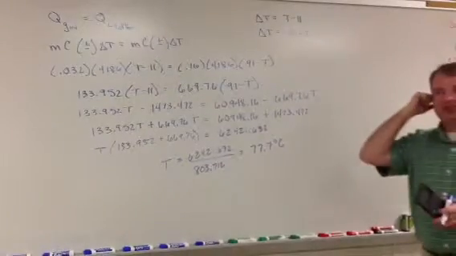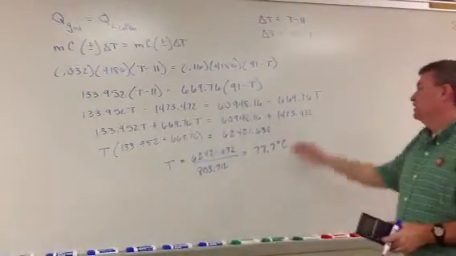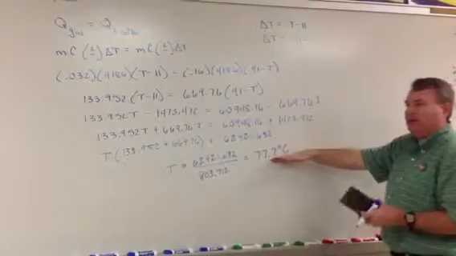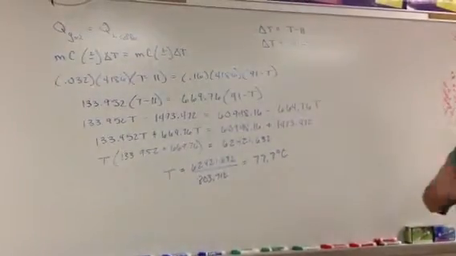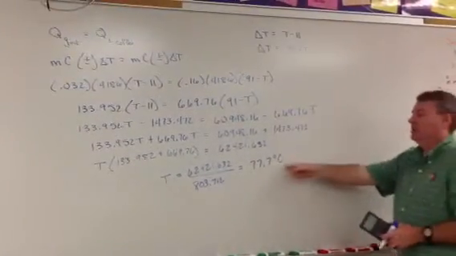The coffee is going to start out at 91 degrees. It's going to be cooled off to 78 degrees. The milk is going to start out at 11 degrees. It's going to be warmed up to 78 degrees.